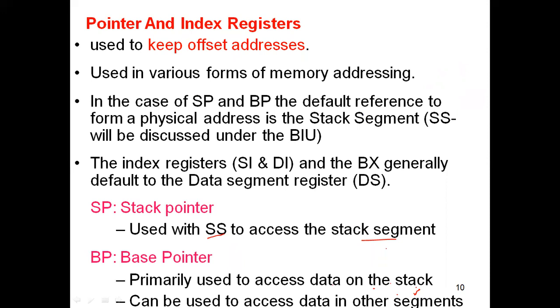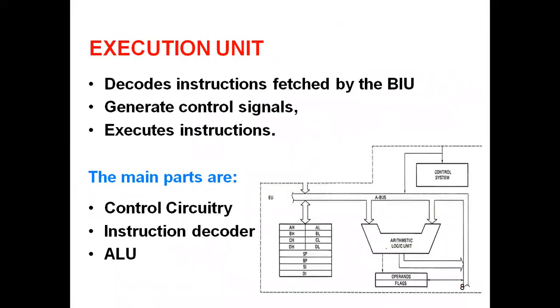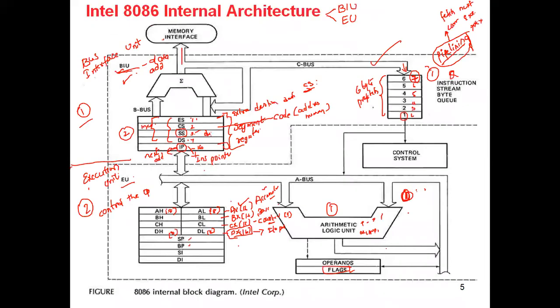So stack pointer and base pointer are the pointers that are present over here. See here, we have the stack pointer and the base pointer. Source index means it is pointing to the source, and destination index means it is going to point to the destination. So this is how the architecture is going to be.